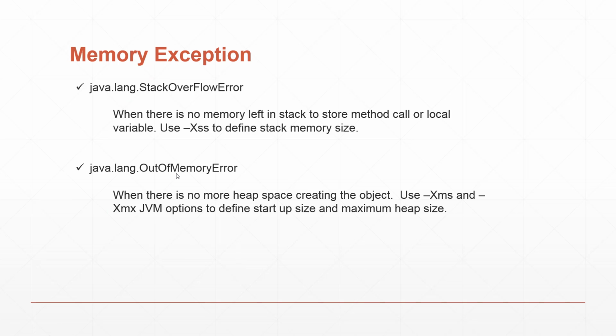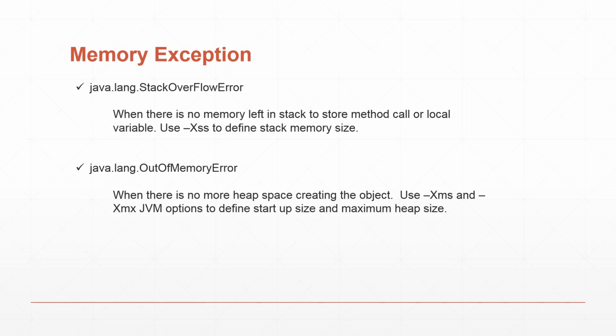In your programming experience, have you encountered these exceptions? One is StackOverflowError, the other one is OutOfMemoryError: heap. StackOverflowError occurs when there's no memory left to store the method call or local variable in the stack space. And one of the reasons it could happen is that the application could have a recursive call.